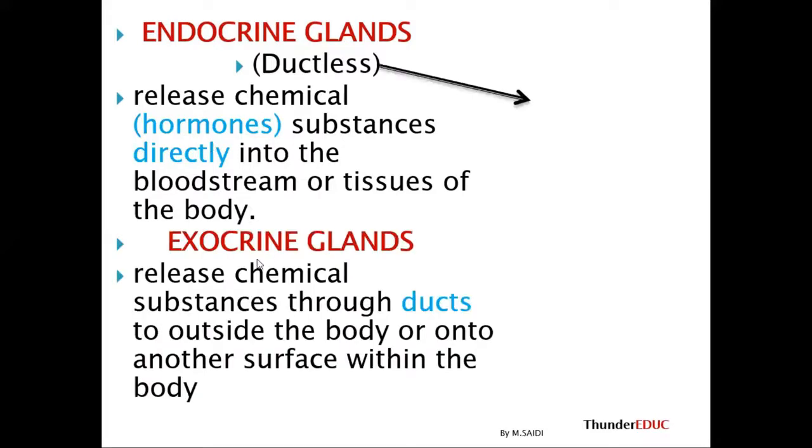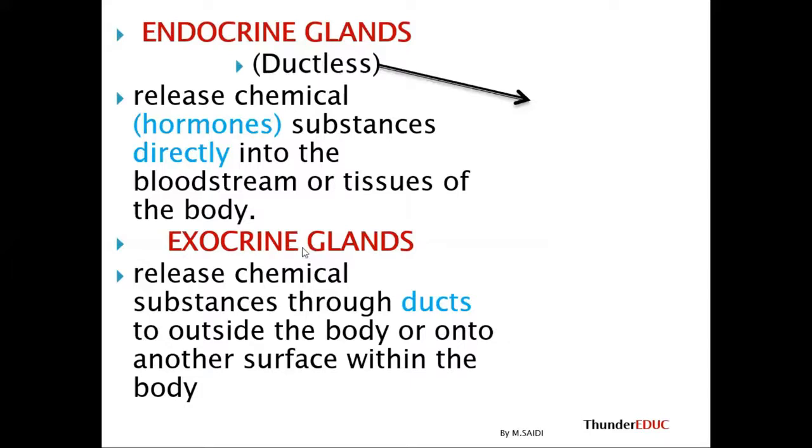Exocrine glands release chemicals or substances through ducts. We call them exo, which means out. Crine, they secrete their substances out, or they secrete substances directly to where they are needed. The endocrine gland secretes substances into the bloodstream, then the blood takes the hormones where they're needed. But the exocrine gland secretes substances, and the substances are secreted where they are needed.